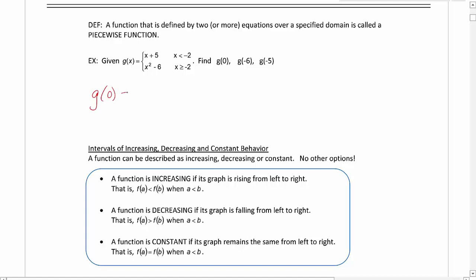So here we have an x value of 0, so we need to determine which of the two categories it falls into. X is less than -2? Zero is greater than or equal to -2, so we'll use the second function. Plugging it in, 0 squared minus 6. 0 minus 6, we get that g of 0 is equal to -6.